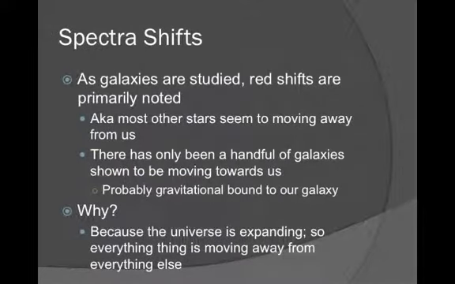Well, these spectra shifts are studied. As galaxies are studied, red shifts are primarily noted, which means that everything is moving away from us. Red shift means away, blue shift means moving closer. So most of the stars seem to be moving away from us. Only a handful of galaxies have been found moving towards us, and probably the only reason is that they are gravitationally attracted to us because they're so close to us, not for any other reason, just by gravity.